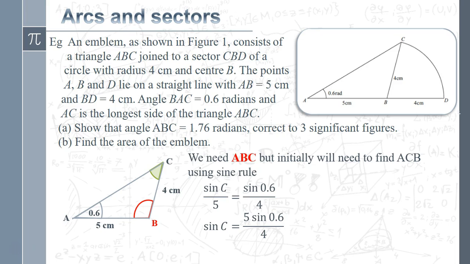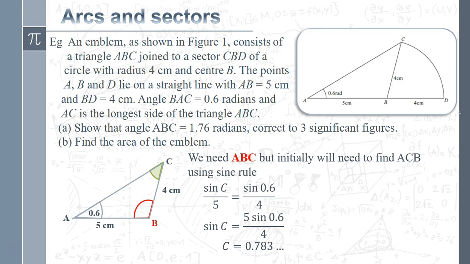So C will be sine to the minus 1 of all of that. That's a calculator in radians, and that gives us an angle of 0.783. And again, you've got to be a bit careful because we're used to seeing angles being quite potentially large numbers. Now we're seeing angles that are quite small, they're decimals.